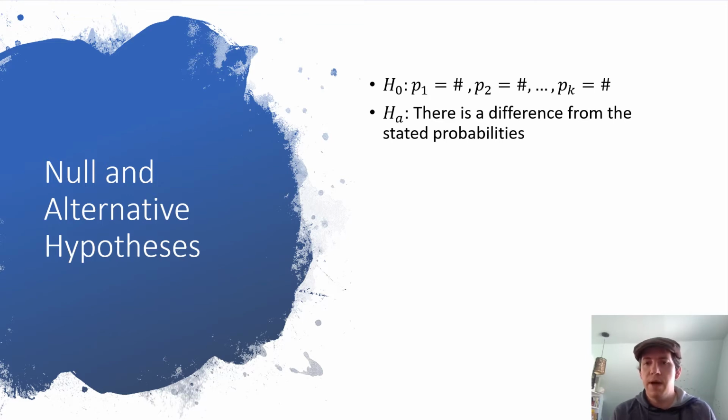The alternative hypothesis is that we're trying to check whether or not those stated probabilities are true. So the alternative hypothesis is that they're not, that there's a difference from those stated probabilities. And that's something that we're actually going to be able to determine using the chi-square test.